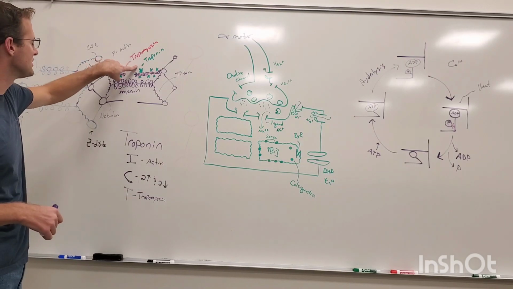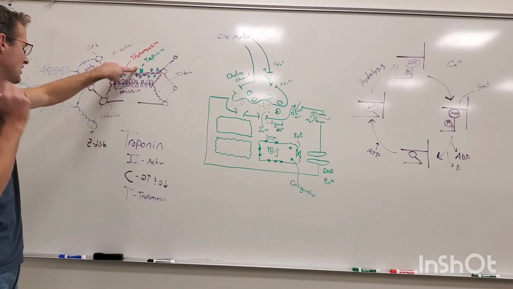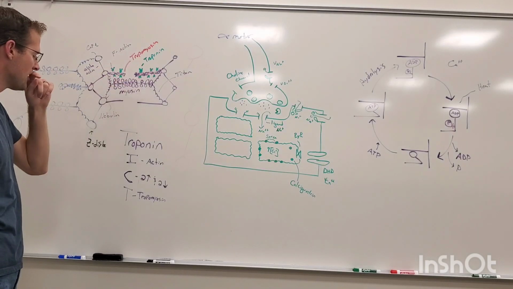And this tropomyosin won't let the myosin heads come in and bind to the actin. Also, we have this troponin. That's an important part here. The troponin I is going to bind to the actin as well. And then the troponin T is going to bind to the tropomyosin.